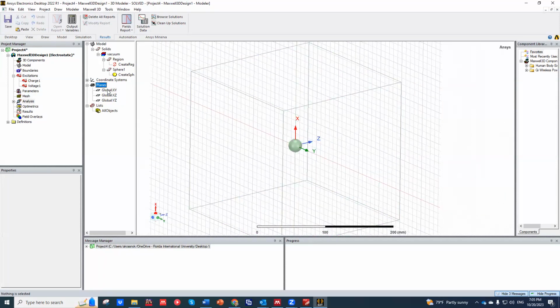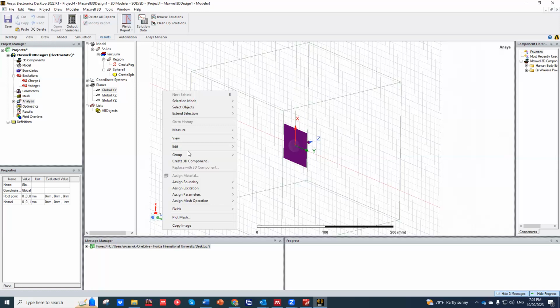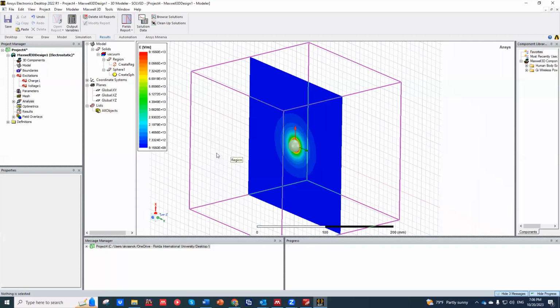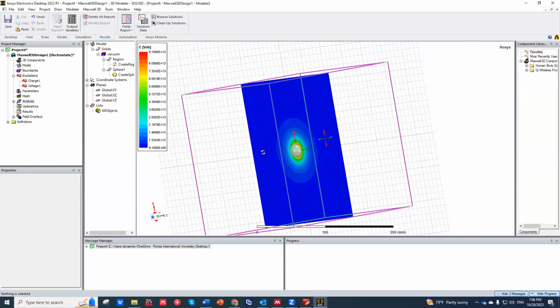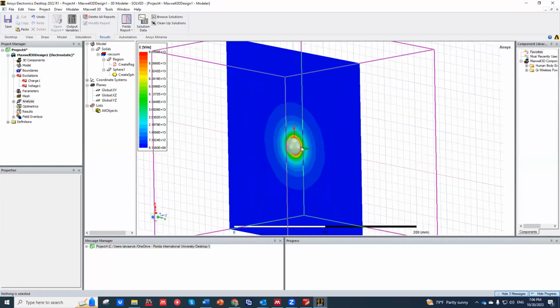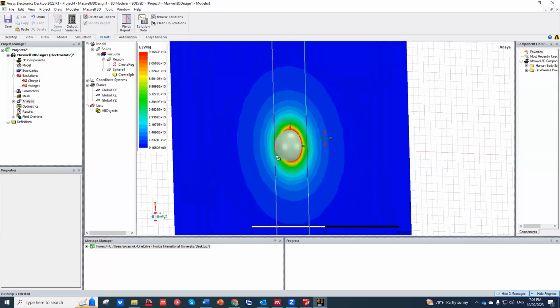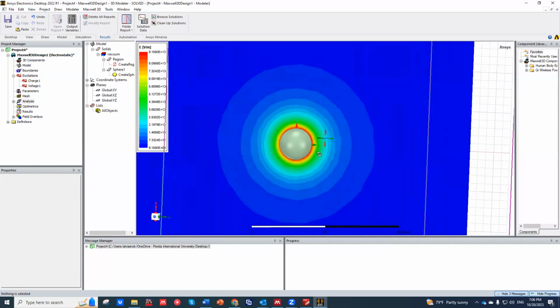So I go to planes and select this global XY plane, and then right click on the main window, on the main field, navigate to the fields and choose the magnitude of electric field. Done. Okay, so this is the electric field, the magnitude of the electric field around my charged sphere.